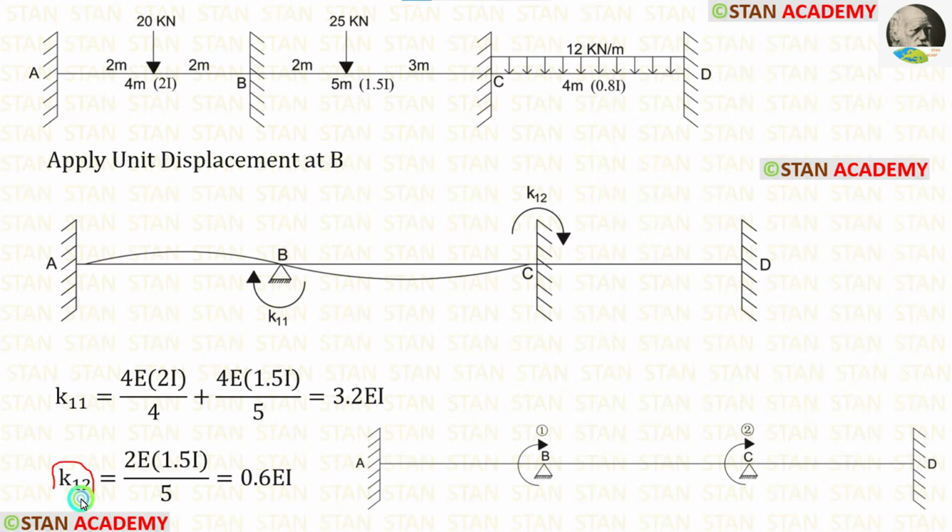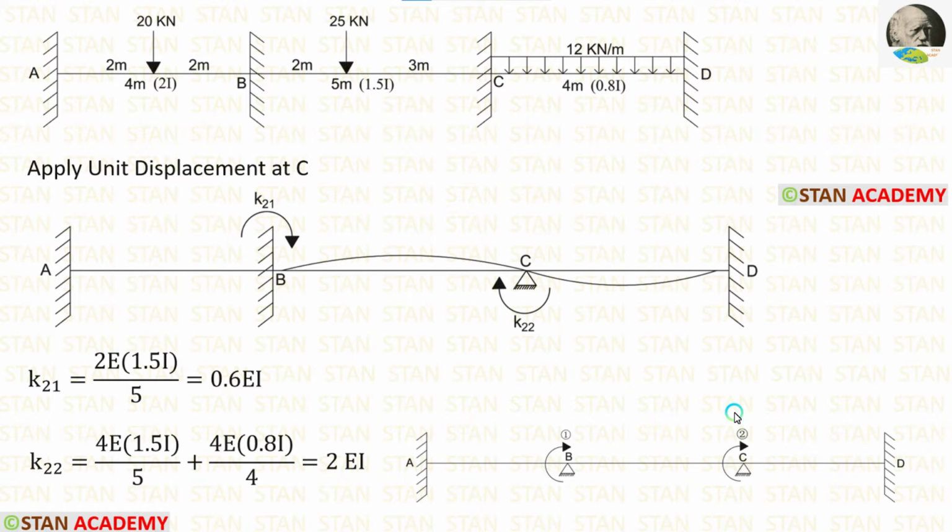Now let us calculate K12. For that, from the point C, we have to look on both the sides. On the right side, there is no slope curve. If there is no curve, there will be no stiffness value. On the left side, we are having hinged support. If the far end is hinged, the formula for stiffness is 2EI upon L. For CB, the moment of inertia is 1.5I, length is 5 meter. Let us apply both of the values. Finally, for K12, we are getting 0.6 EI.